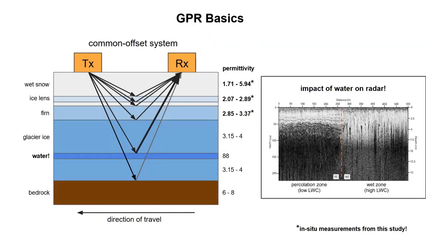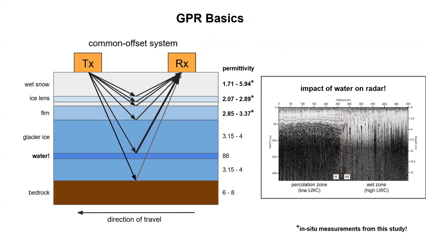So let's dive into some ground penetrating radar basics. Here I've displayed what's known as a common offset system, where we have a single transmitter and receiver. The transmitter emits electromagnetic energy into the subsurface. In this case, I've shown a glacier, and this energy reflects off of layers that have different electrical properties and then back to the receiver. The electrical properties can be defined as the material's permittivity, and contrasting permittivities found within a glacier system can significantly impact our ability to effectively image the subsurface with radar.